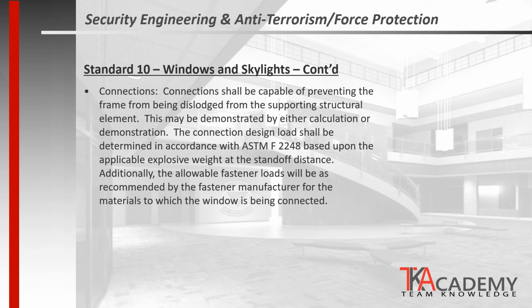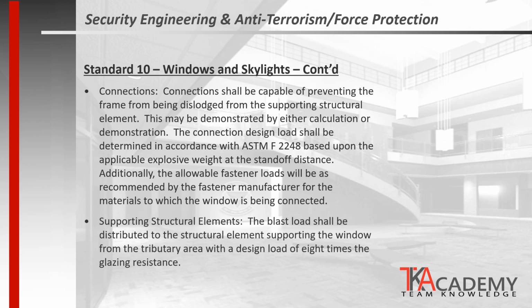Additionally, the allowable fastener loads will be recommended by the fastener manufacturer for the materials to which the window is being connected. The blast loads shall be distributed to the structural elements supporting the window from the tributary area with the design load of 8 times the glazing resistance.